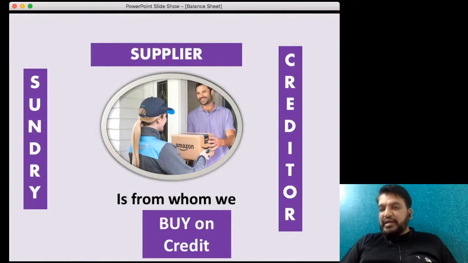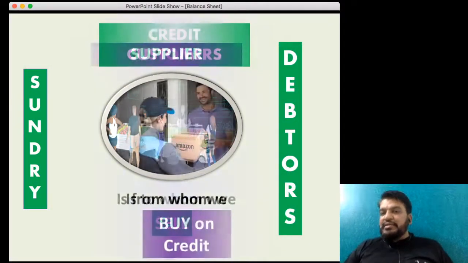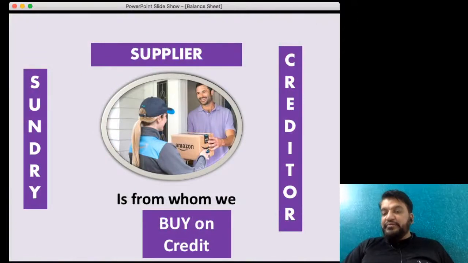Basically they are our suppliers. In other words, here we call them customers, here we call them suppliers. But here we are buying on credit. Like we are buying today and we'll pay later, maybe tomorrow or one month later, whatever the payment terms and conditions are. So they become our sundry creditors.